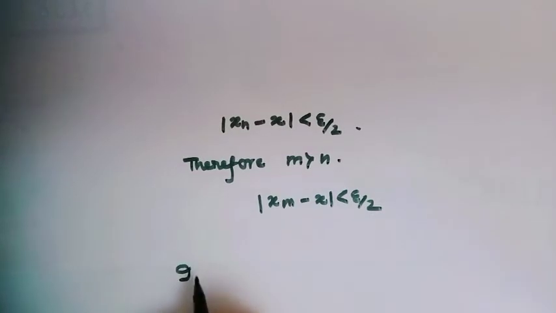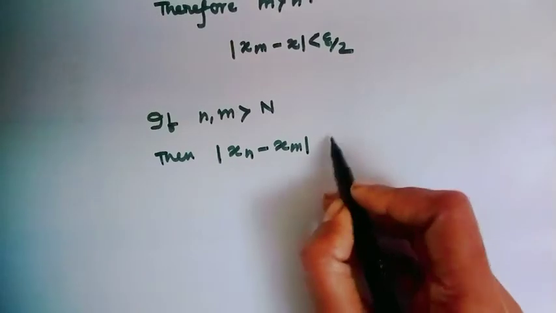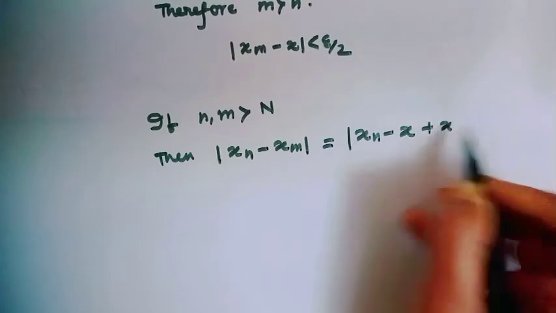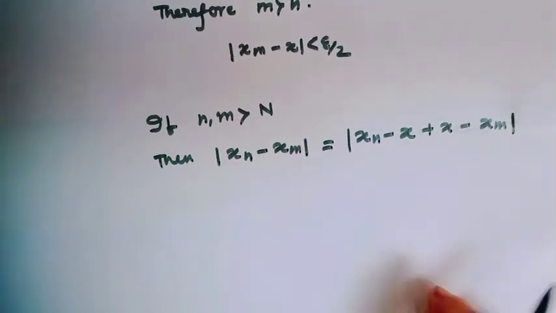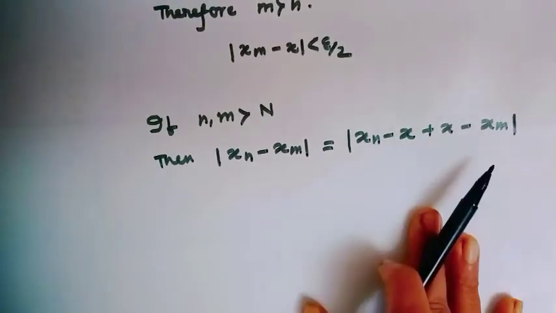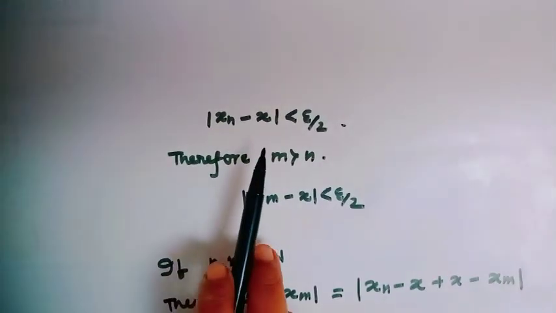If n, m are greater than capital N, then the absolute value of xn minus xm, we can write it as xn minus x plus x minus xm. Why do we write this? Because in my hand I have two properties.